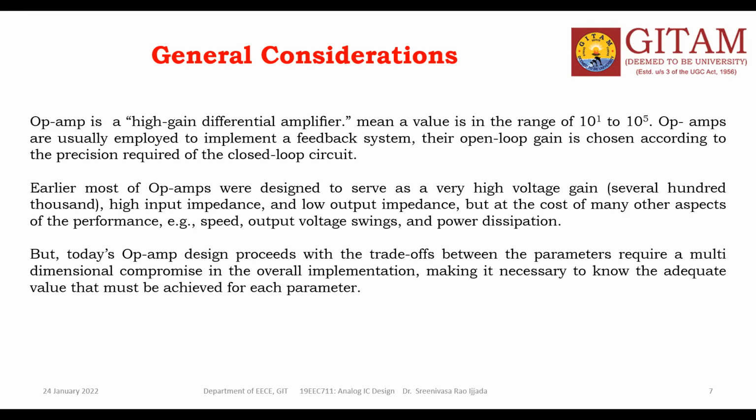Suppose you want low power dissipation, then you need to compromise with the speed and the output voltage swing. Or if you want higher speed amplification, then you may compromise with the swing and dissipation. But you can compromise only to some extent. So we need to bring the trade-offs between these parameters. So that is very important. So today's designs are very challenging compared to the earlier designs.